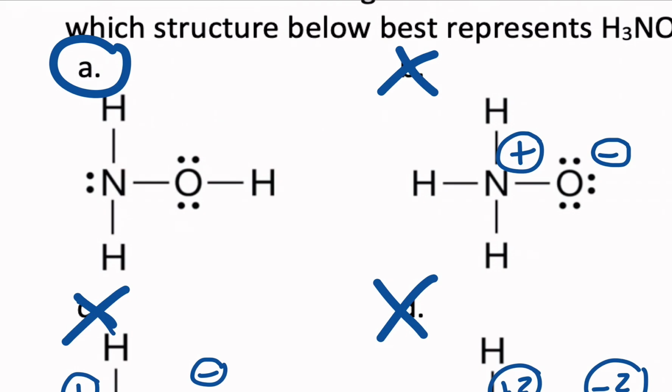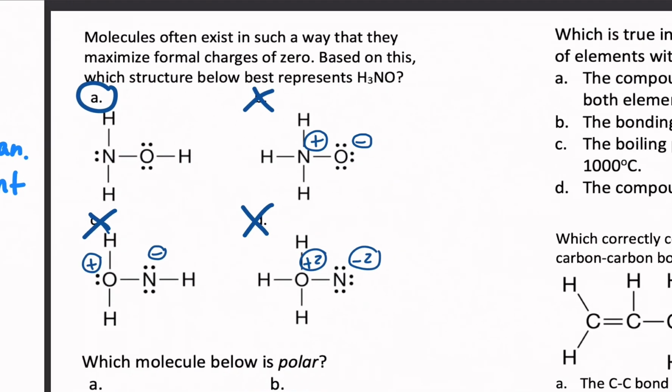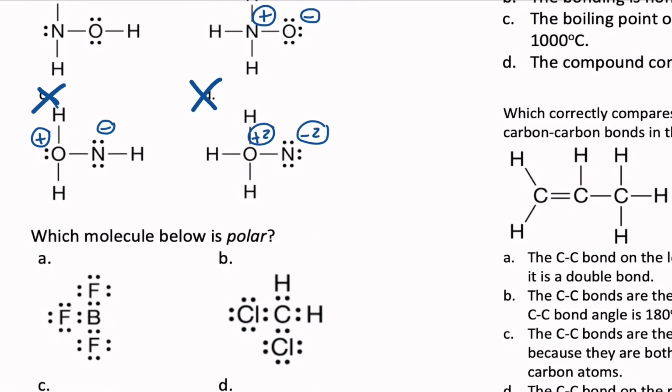Notice I'm not even checking hydrogen. You can tell hydrogen right away. It's a valence of 1, 1 bond, 0 dots, so no formal charge. So A is the best representation of that molecule.